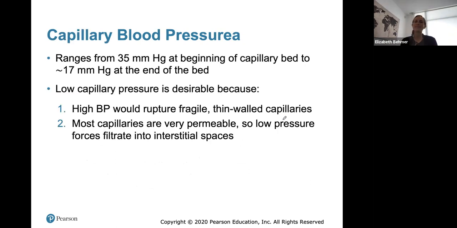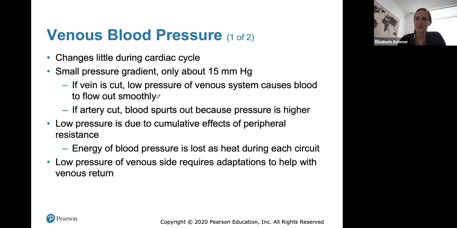Capillary blood pressure, yeah, that's a spelling mistake. It ranges from about 35 millimeters of mercury to 17, so it's very low. Low capillary pressure is desirable because anything higher than that would rupture the very thin walled vessels. So most capillaries are very permeable, so low pressure will force the filtrate into the interstitial spaces.